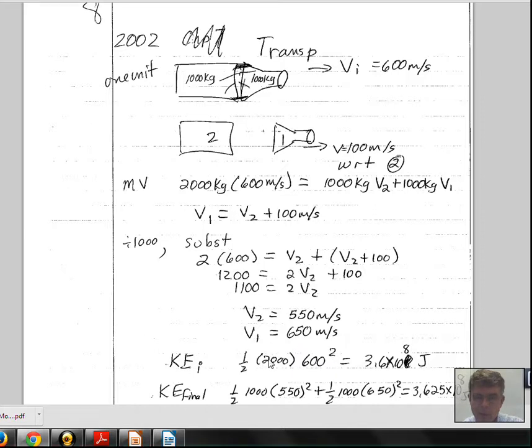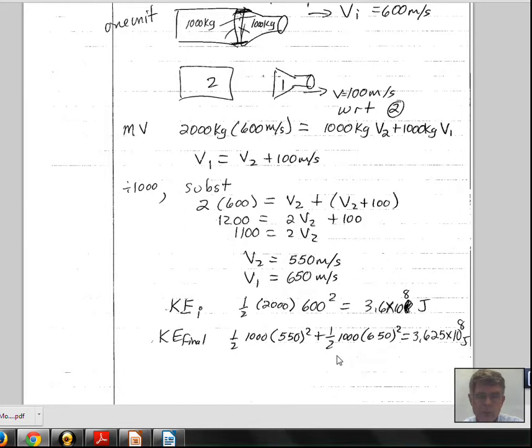Let's examine the kinetic energy in this event. The initial kinetic energy, 1/2 mv squared, is 3.6 times 10 to the 8th joules. And for the final kinetic energy, we have two pieces, 1/2 mv squared for each of them. When we add them up, we find we have 3.625 times 10 to the 8th. Is that correct? We used conservation of momentum to solve this problem. Why didn't the kinetic energies come out to be the same?